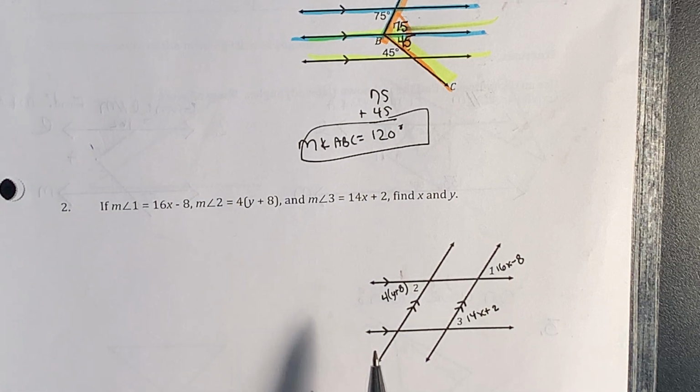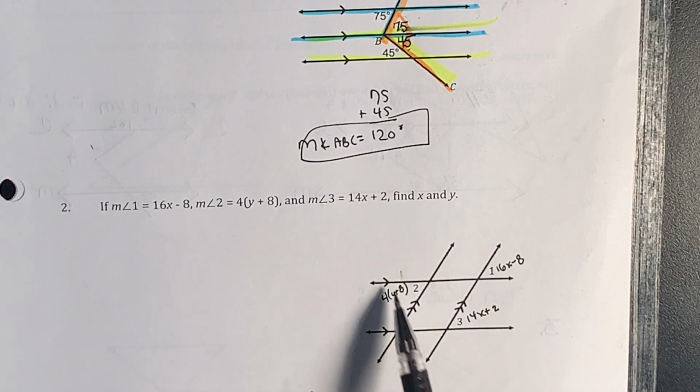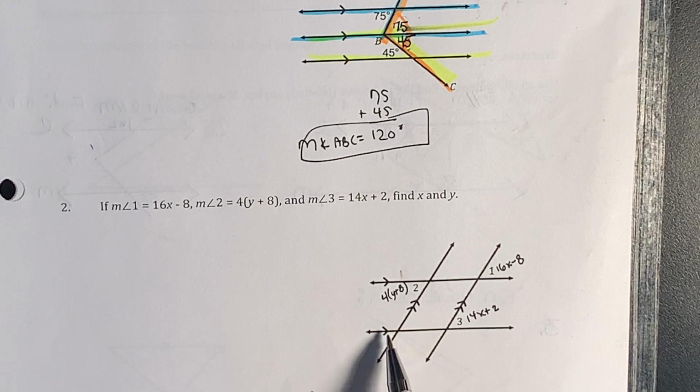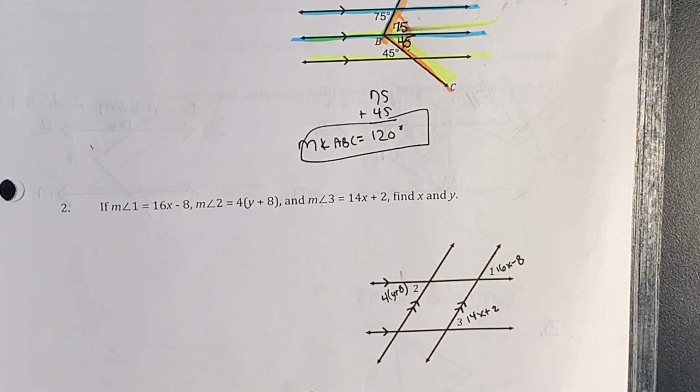And notice that we have two sets of parallel lines. We have the top and bottom, and then we have the left and the right being parallel to each other. The reason that I have one arrow on each of these is to tell us that the top and bottom are parallel. And then I have two arrows on each of these to let us know that the left and the right are parallel to each other.